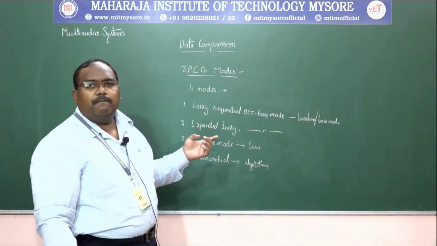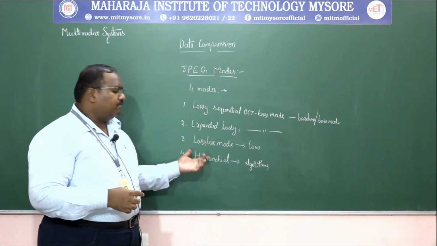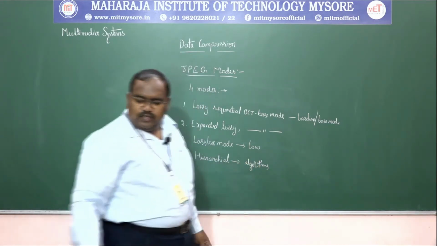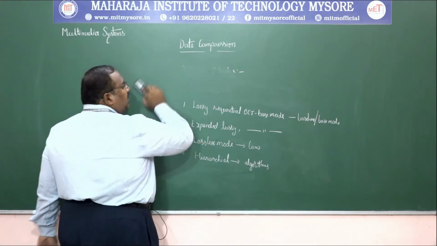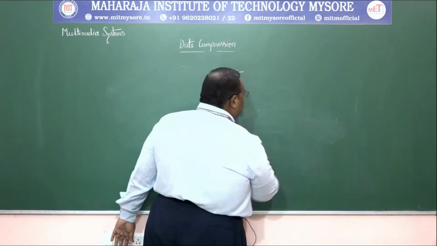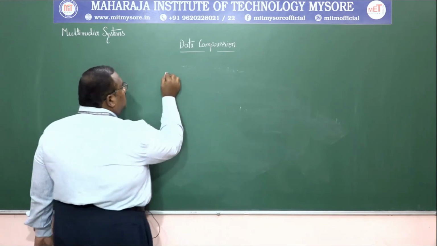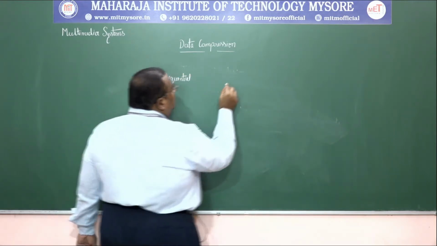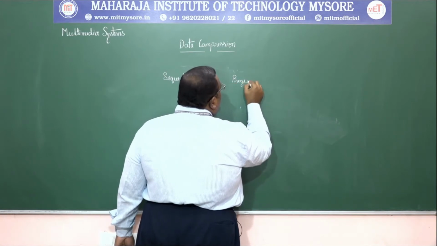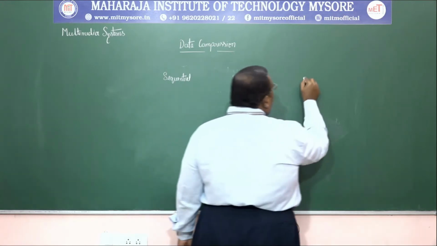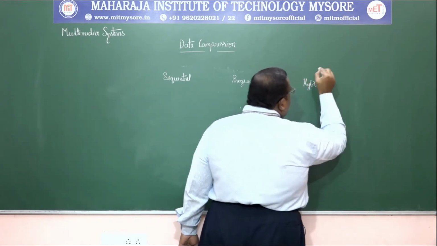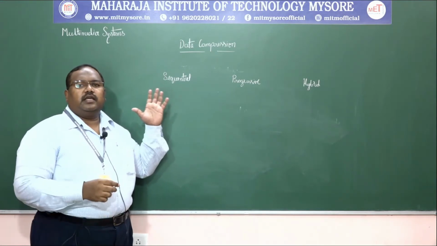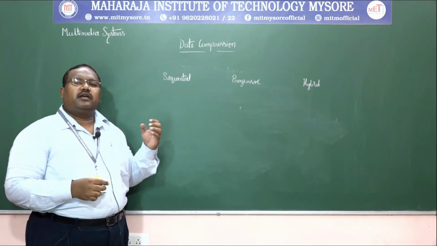This was about the JPEG modes. And when we talk about the sequential, progressive and also hybrid, I'll talk about those things, because what do you mean by sequential and progressive needs to be understood. First, we'll look into the sequential. So these are the three different methods of reconstructing the image. When it is compressed and we try to reconstruct, there are three methods.